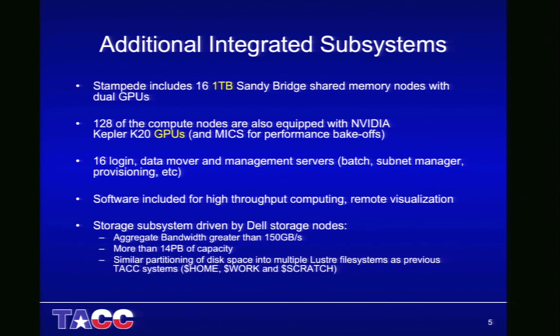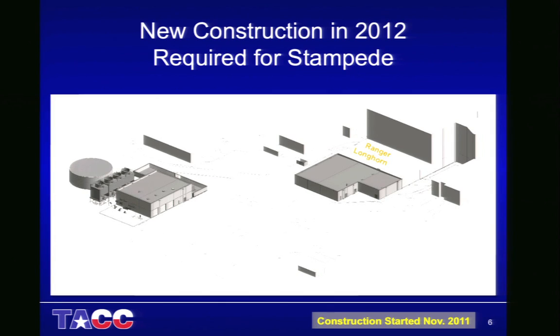So I mentioned our storage subsystem is provided by Dell storage nodes as well. Our aggregate bandwidth on this system is over 150 gigabytes per second. I'll show you some performance numbers in a bit. And we have about 14 petabytes of capacity. And this is a Lustre file system. It's pretty similar to some of our previous systems. At this scale, all of our file systems are Lustre file systems, so even our home file system is Lustre. And we tend to break up our file systems into 3 different partitions: home, work, and scratch, and I'll tell you a little bit more about that.